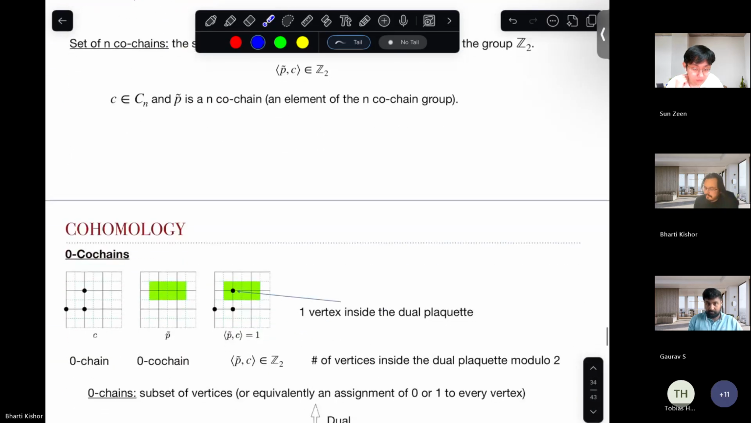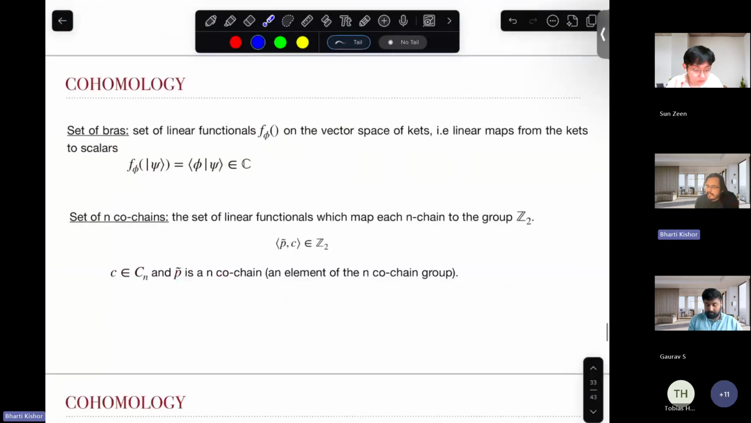Okay. So through this inner product thing, we will try to make sense of it. Obviously, here inner product is any complex number. Take two quantum states, their inner product is a complex number. Here the inner product will be either 0 or 1 because it's in Z2.